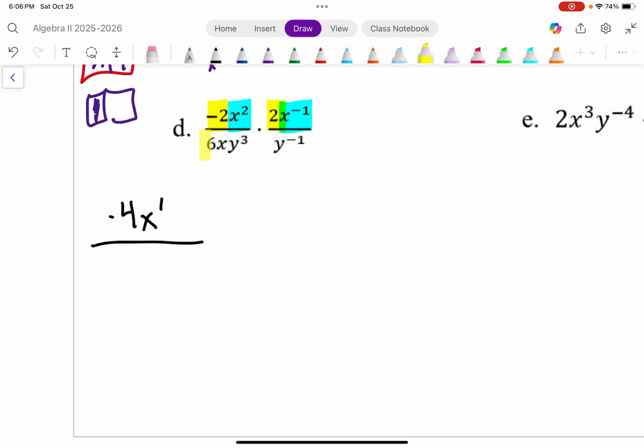Same thing on the bottom. We multiply coefficients together. So we have a 6. Then we multiply like variables, but there's only one x, so the x stays the same. And then we have y cubed times y to the negative 1. So when you multiply with the same base, you keep the base and add the exponents. 3 plus negative 1 is 2.